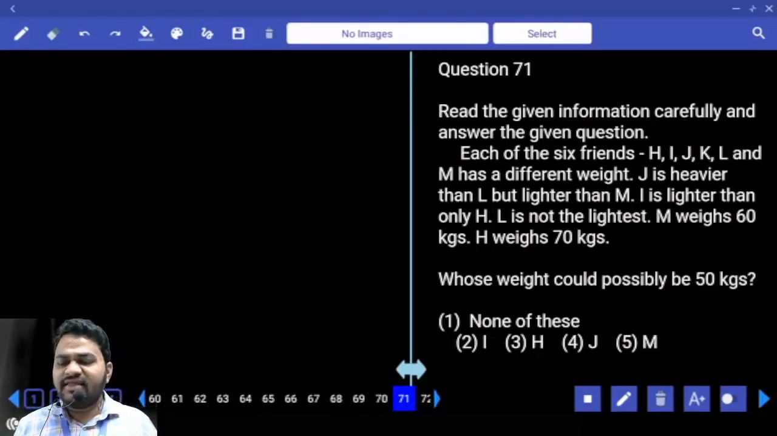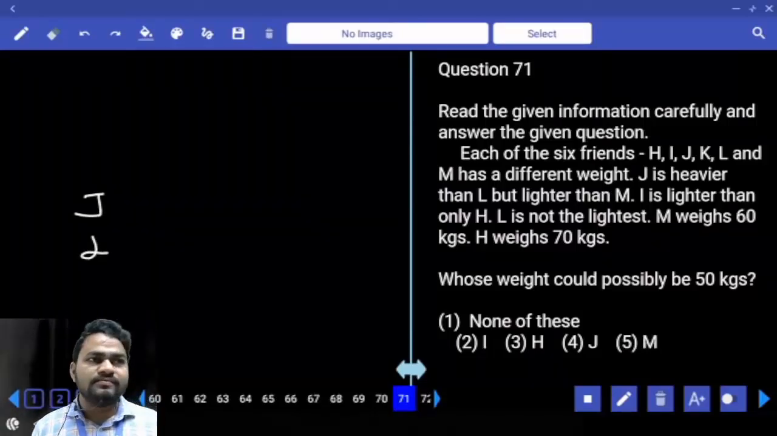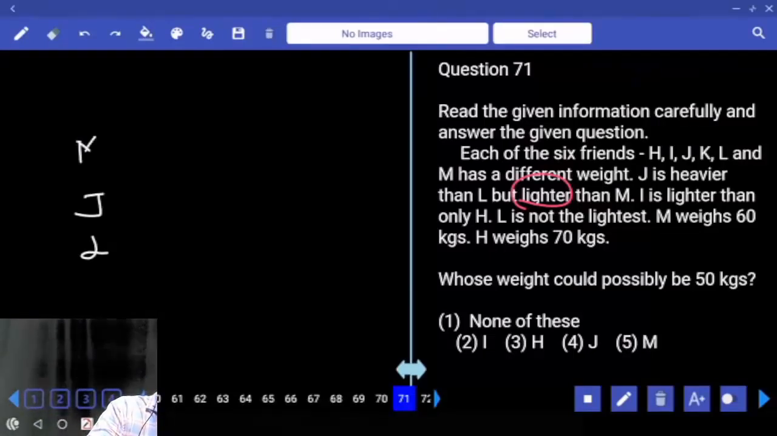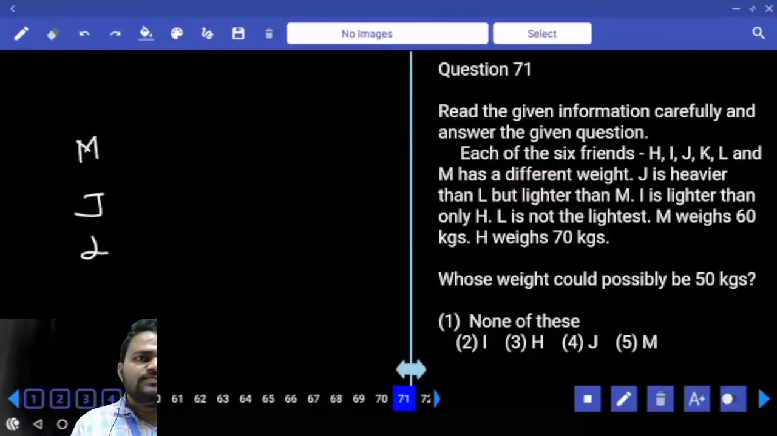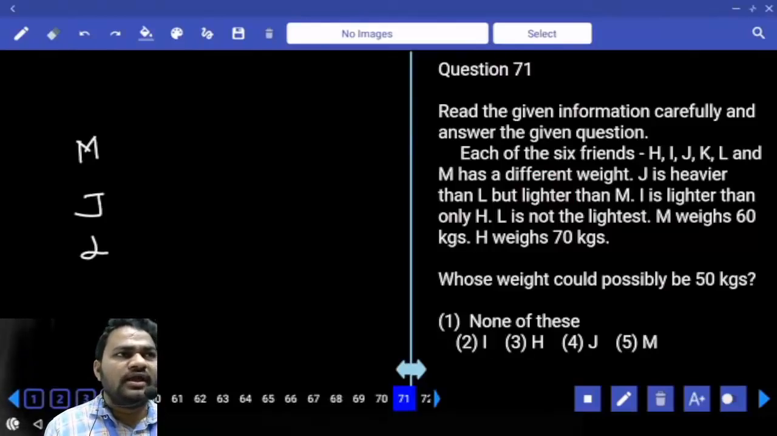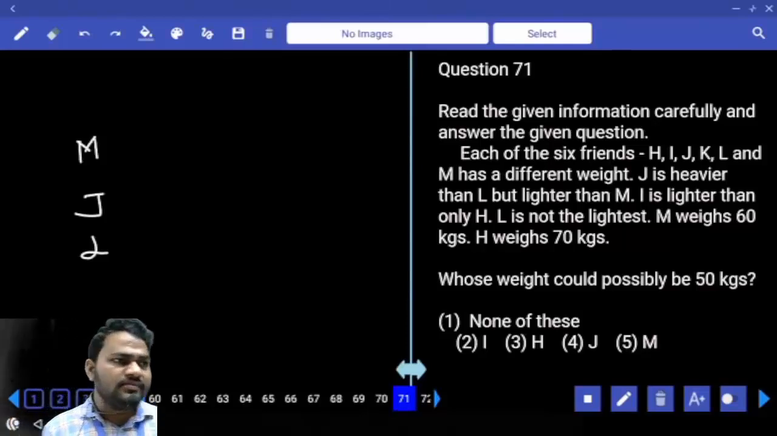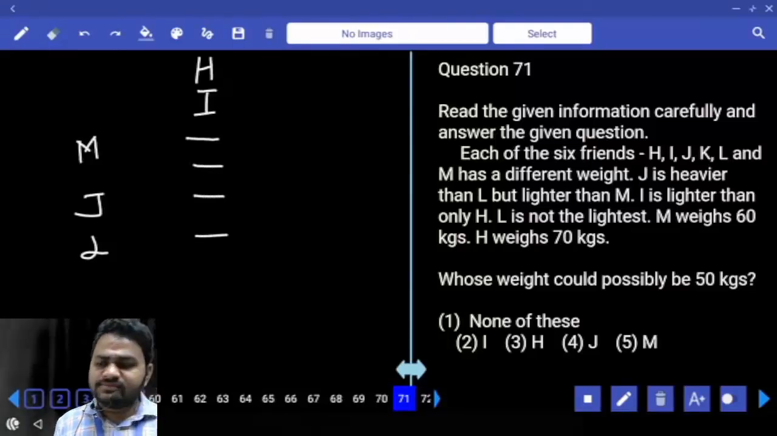J is heavier than L but lighter than M. J is heavier than L, so that means J is above L, but J is lighter than M, so it is the place for M. I is lighter than only H. I is lighter, weight should be less than only H. Then I will be heavier than remaining all. I will be heavier than remaining 4 persons as well.